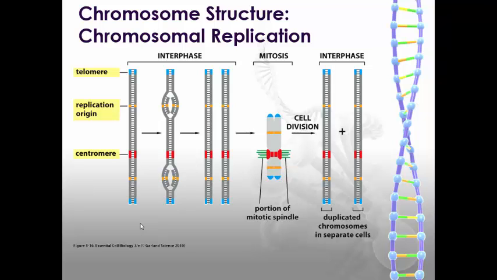Research has shown that the shortening of these telomeres is associated with the process of aging. Telomere shortening has also been implicated in the development of cancerous cells.